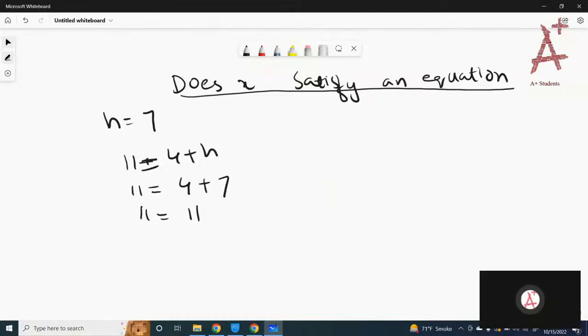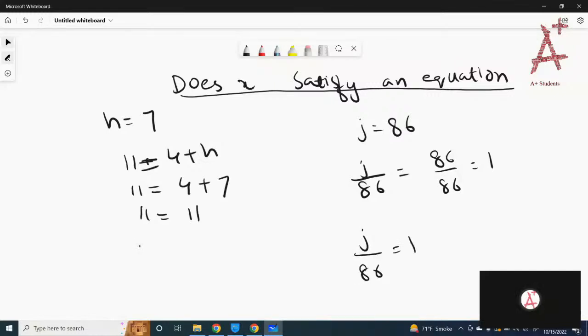Okay, the second one: is j equals 86 a solution of the equation? The equation is j divided by 86 equals 1. Just replace the j with the value, 86 over 86, and it would be 1. So yes, 86 by 86 is 1, and 1 equals 1. That means yes, j equals 86 is the solution of the equation. Got it?